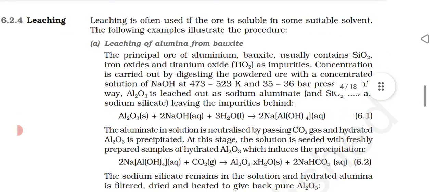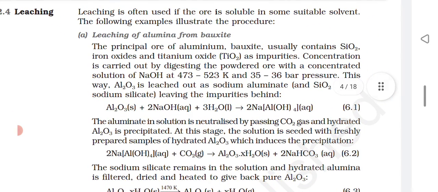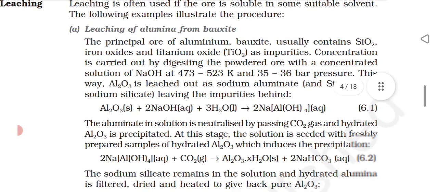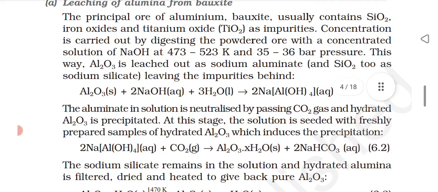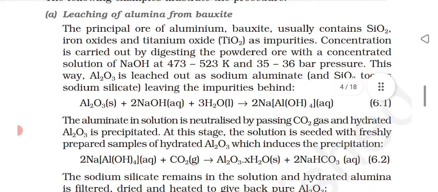Leaching. Leaching is often used if the ore is soluble in some suitable solvent. The following example illustrates the procedure: leaching of alumina from bauxite. Bauxite is Al2O3. The impurity is Fe2O3. So we are going to use sodium hydroxide.